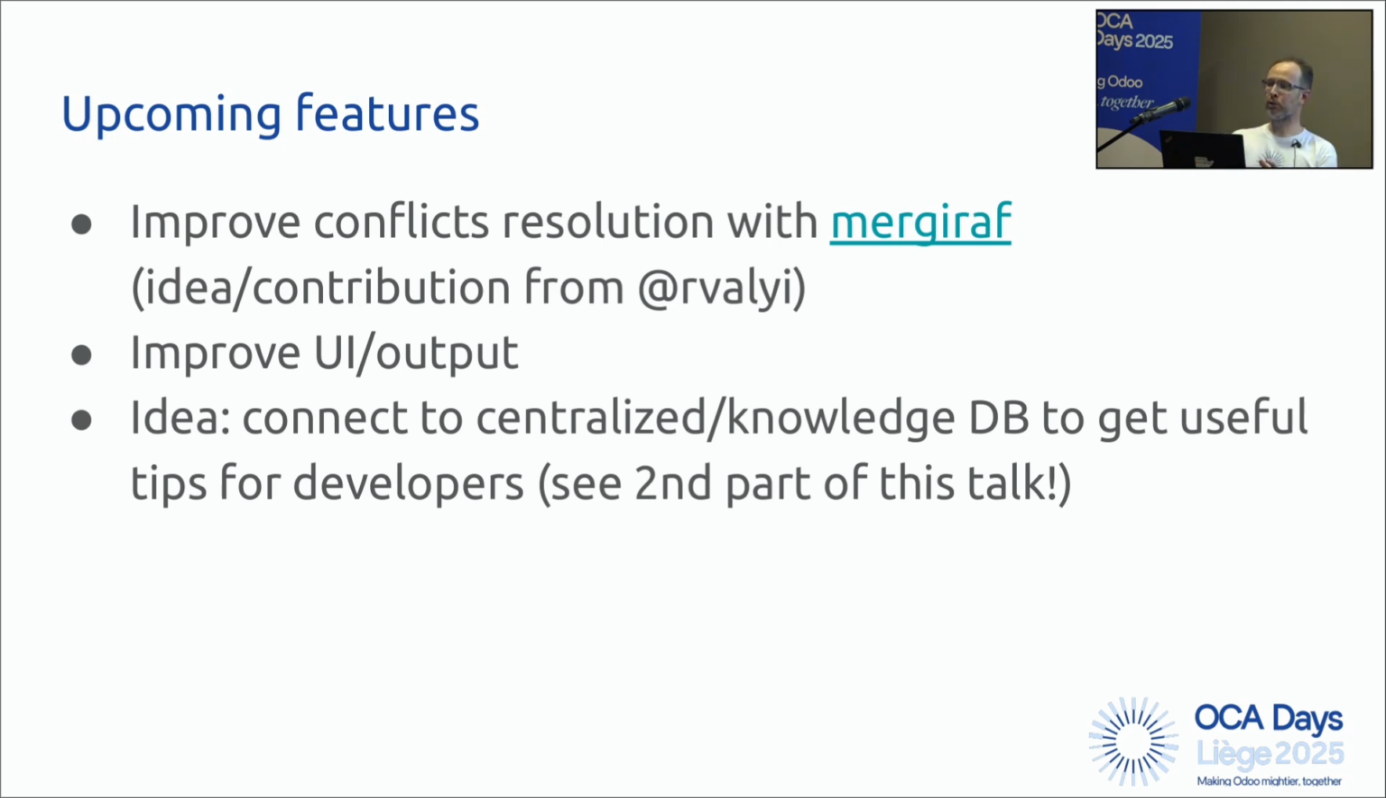But this is linked to the second part of this talk, which is to get a centralized database with useful, consolidated data about the migration in the Odoo ecosystem. So OCA-port could leverage this to know that for this module, maybe your dependency has been renamed in the new version and you have to change your manifest file, this kind of idea.